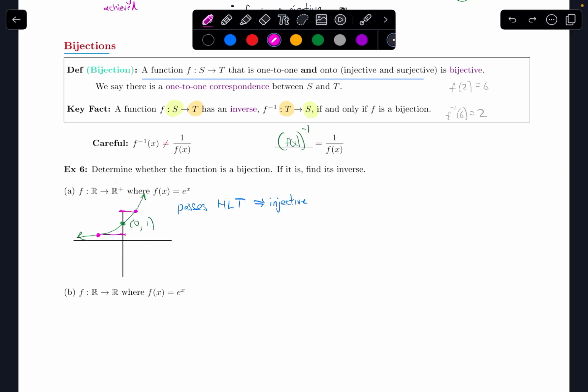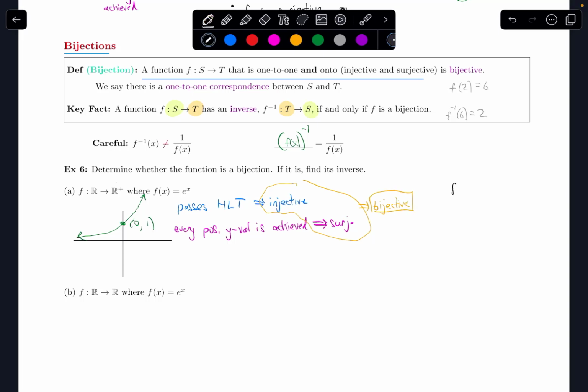So in that case, every positive y value is achieved somewhere on the graph. So it is surjective. Because it's both injective and surjective, this means it is bijective. And that means it's going to have an inverse.